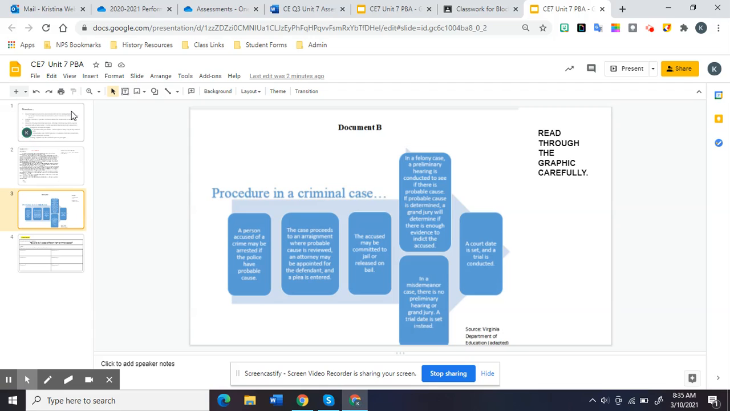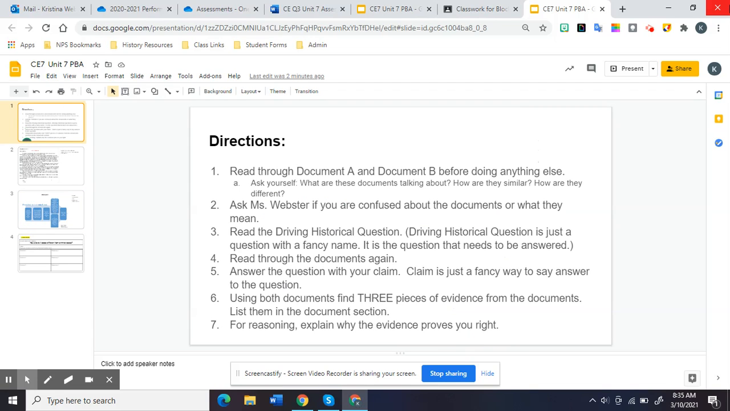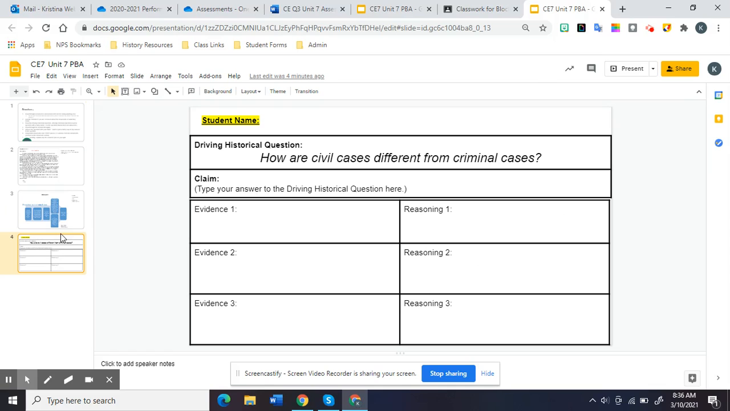So using those two documents, ask yourself, what are these documents talking about? How are they similar? How are they different? Are there any things that each mentions, even if they're different? Now, ask yourself if you're confused about the documents or what they mean. If you are, ask me about them now. Then let's go read the driving historical question, which is down here on slide 4. How are civil cases different from criminal cases? This is a simple question.